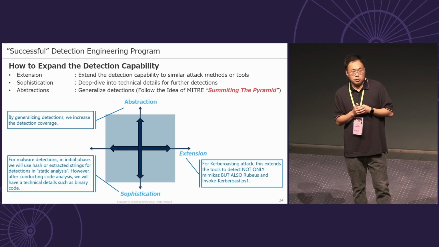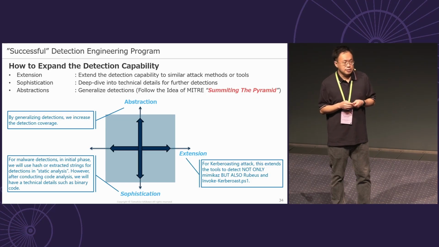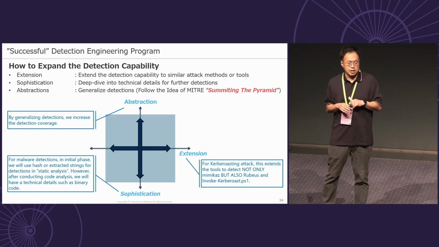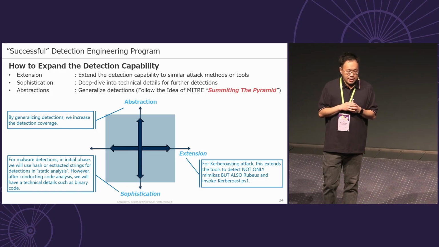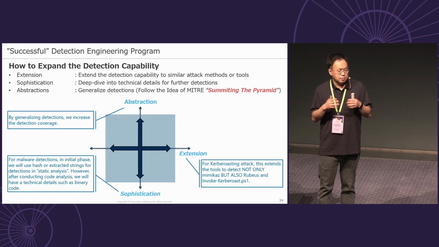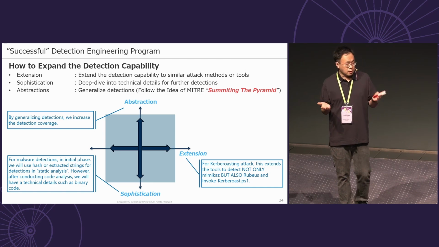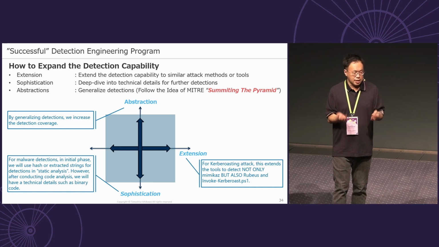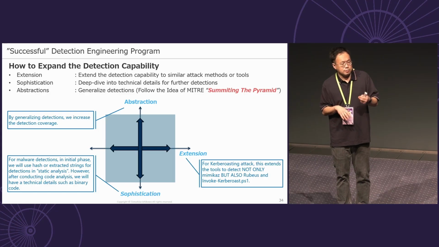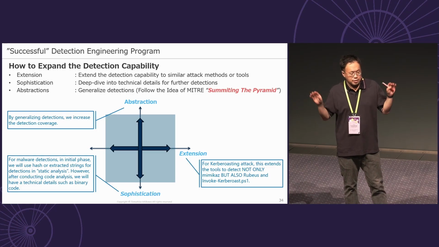And lastly, I'd like to talk a little bit about how to expand the detection capability. There are three ways to do that: extension, sophistication, and abstraction. Extension means extending the detection capability to similar attack methods or tools. For example, if you have one or two specific IP addresses for detection, and you get some threat intel, you try to add additional IP addresses or hash values. This is extension on the same layer.